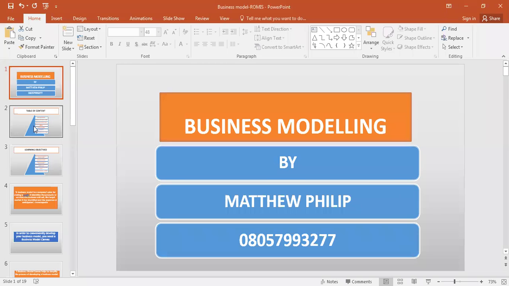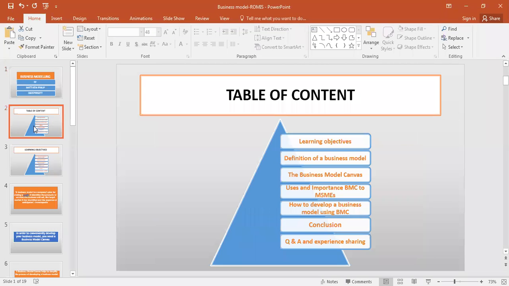Now, what are the areas of focus for this module? We are going to look at the learning objectives. Then we are going to define business model. We are going to also look at the business model canvas, then the importance of business model canvas to MSMEs. Then we are also going to learn how to develop a business model using BMC. Then conclusion, question and answer.